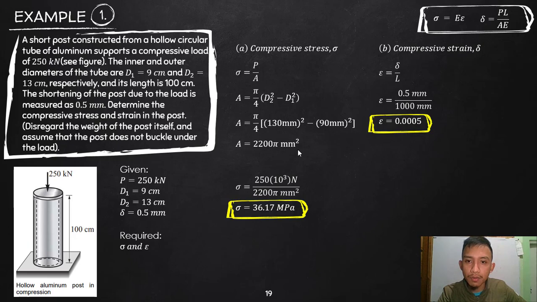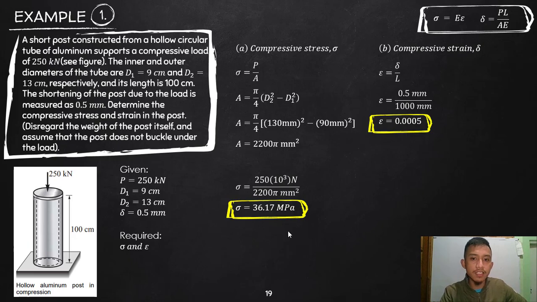So the area, I want to make use of the entire value, so 2200 pi millimeter squared. And then your force, multiply that by 10 raised to 3 to make that Newton, so that calculating this will be 36.17 megapascal or Newton per millimeter squared. Okay, so that is our stress. For the strain, that is the deformation over length. The deformation is just 0.5 millimeter, and the length I need to put in millimeter. So 100 centimeter times 10 to make it millimeter is 1000. So that will be 0.0005 millimeter per millimeter, or simply that is unitless. So that is our strain, and this is our stress.